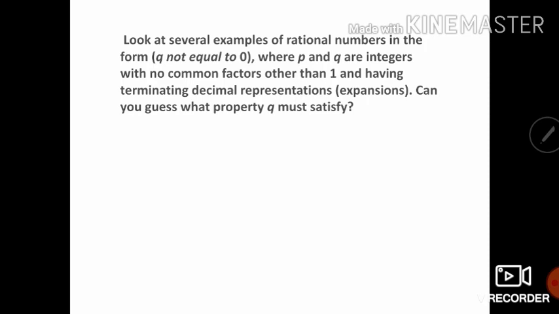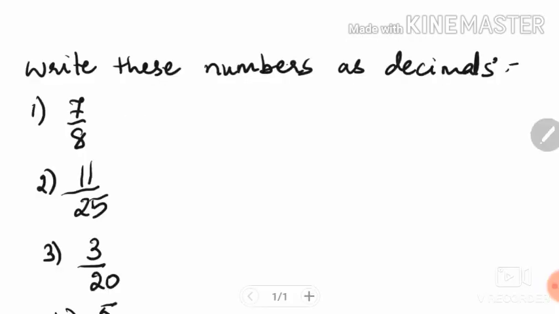Now remember, in the last class, I had asked you to observe the denominator of a rational number that has a terminating decimal expansion. Let us look at some more examples to find that special characteristic of rational numbers. Write these numbers as decimals.